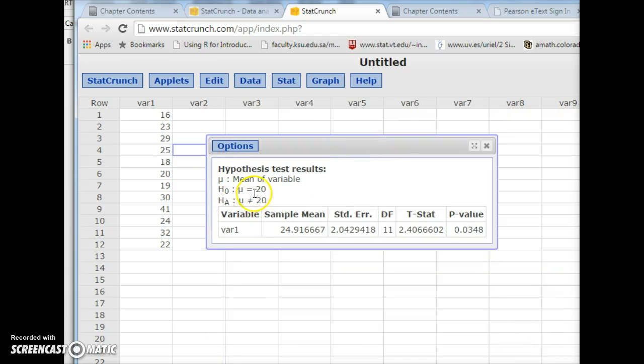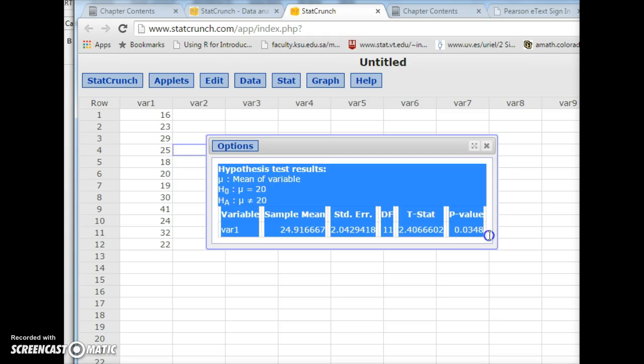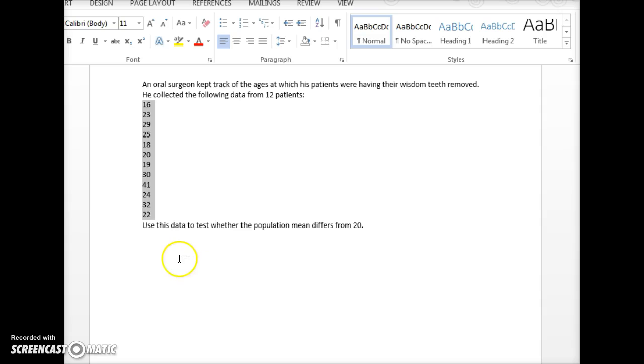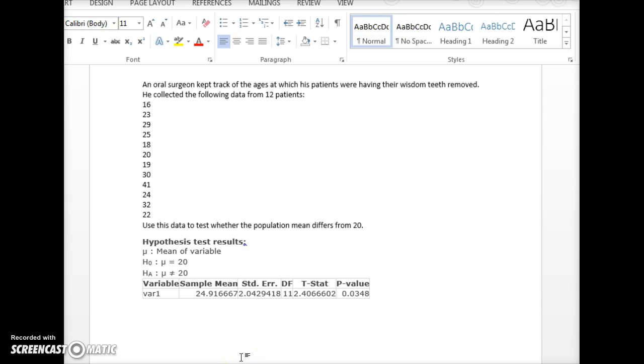Here we're given, again, our hypotheses, and then our test statistic and our p-value. Copy that, go over to our question, and paste that. We reject H naught if the p-value is less than 0.05, like I said. For this example, we see that our p-value is 0.03, so we can reject H naught.